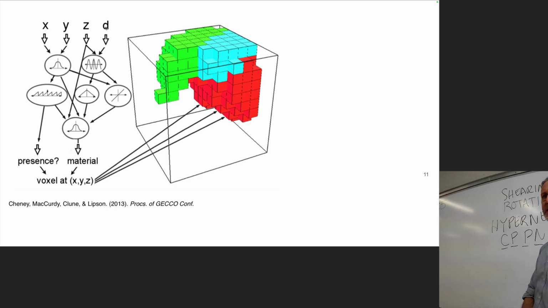Why include D? The distance from the center of the cage.